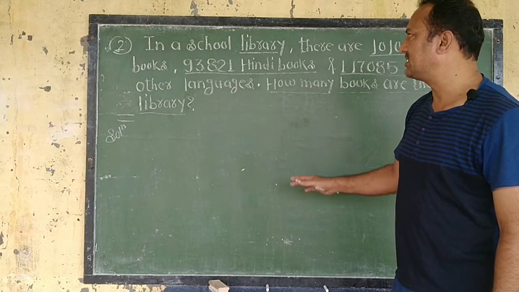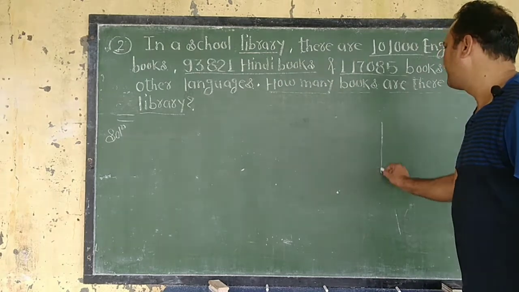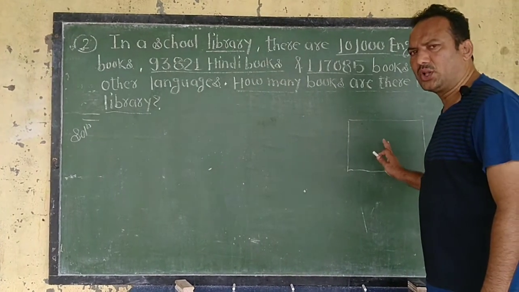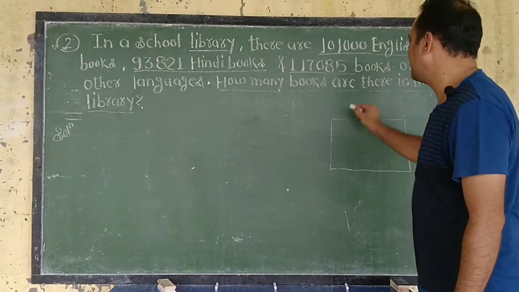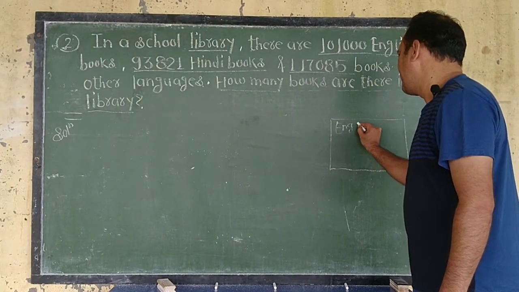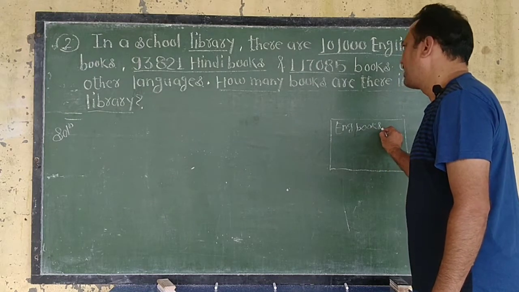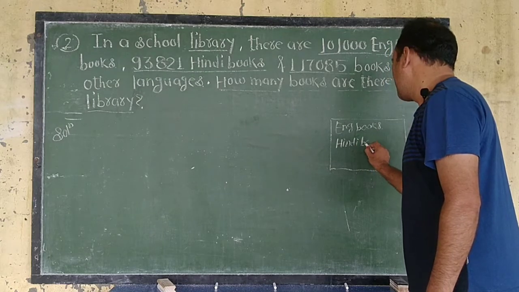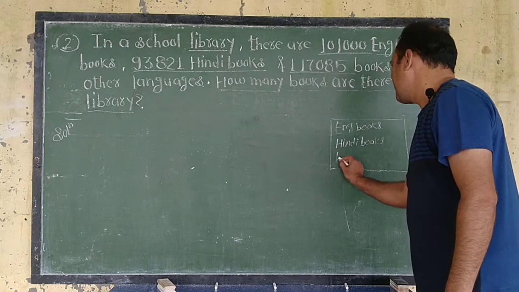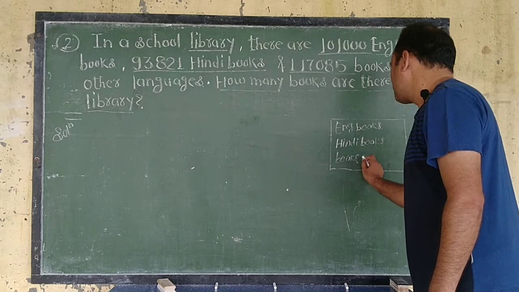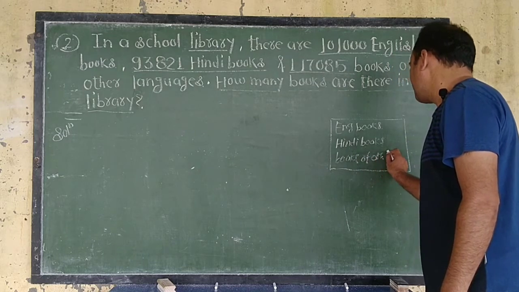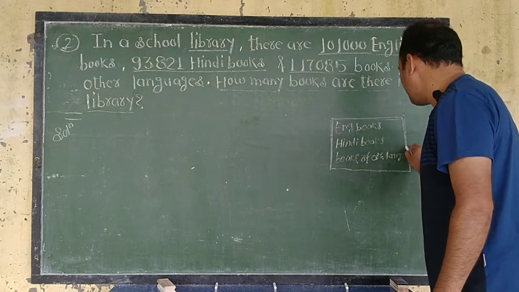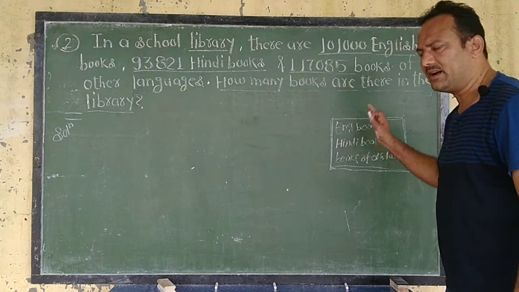Then this is very simple. Library is given. For example, this is the library. Here we keep all the books. Then here what is there? English book. What is there? Hindi book. And again, books of other languages. Then all these are in the library.